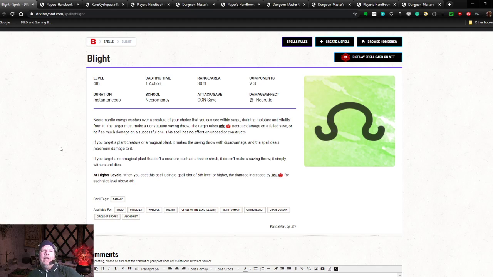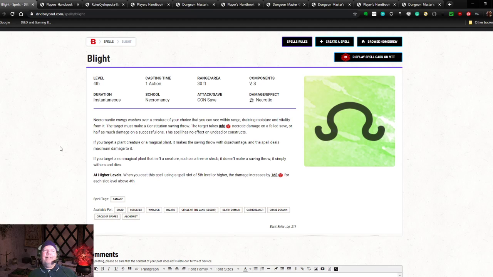And if you target a plant creature or a magical plant, it makes the saving throw with disadvantage, and the spell deals maximum damage. And if you target a non-magical plant, you just outright kill the plant. And when you cast the spell at higher levels, the damage increases by 1d8 per spell level.